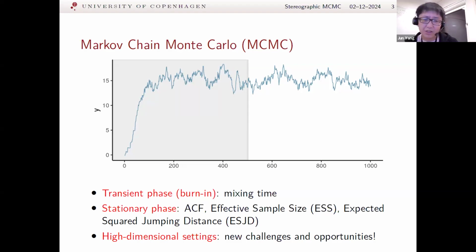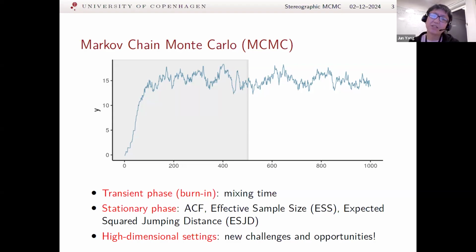My research is focused on high dimensional Markov chain Monte Carlo. The reason is that MCMC is widely used for sampling a posterior distribution in Bayesian inference. In Bayesian inference, the dimension of the posterior distribution is usually the same as the number of parameters in the statistical model. Nowadays in modern Bayesian statistics, people tend to use very complicated models, which means the number of parameters is huge. So you want to sample the posterior in a very high dimensional state space.